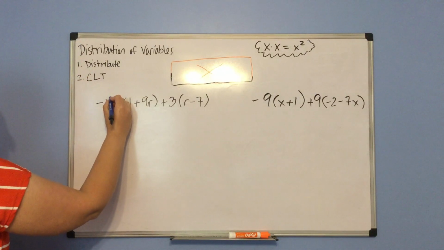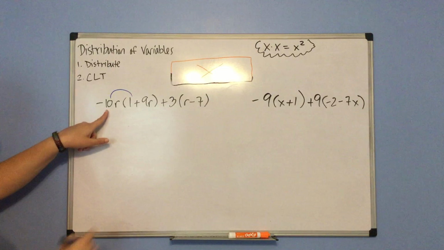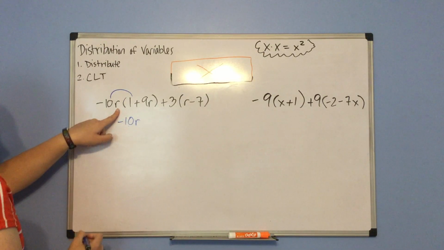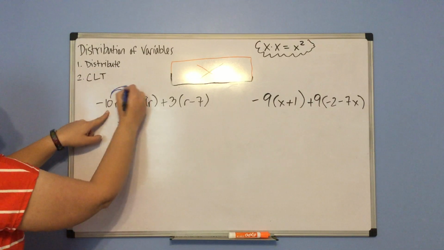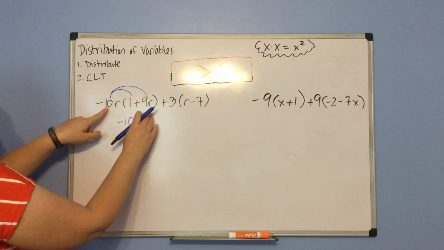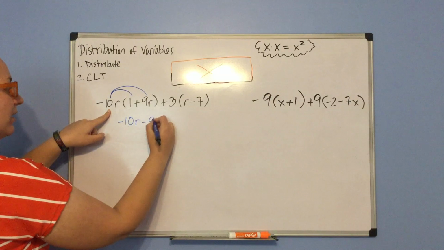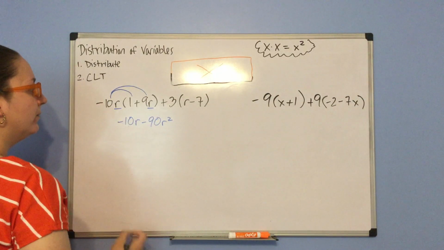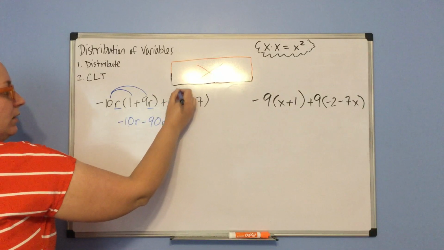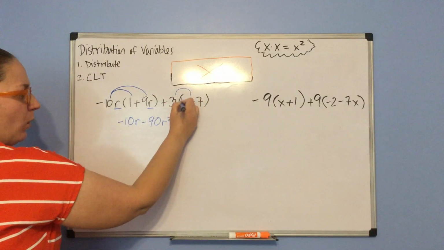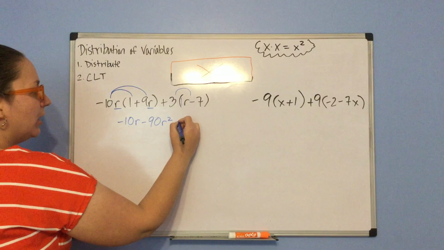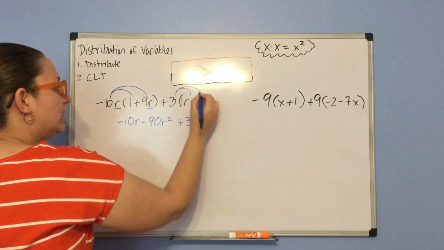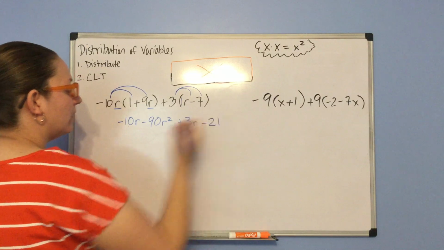Here I'm going to distribute negative 10r first. Negative 10 times 1 is negative 10. The r part stays the same. Distributing here, negative 10 times 9 is negative 90. R times r is r squared. Distributing 3 times r, remember that's like a 1r if that helps you. 3 times 1 is 3, and then r. 3 times negative 7 is negative 21.